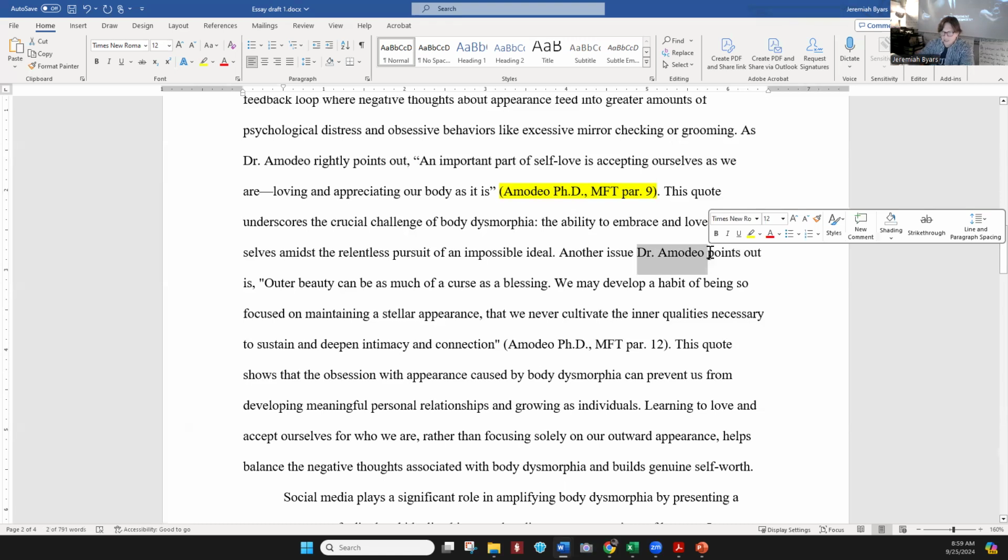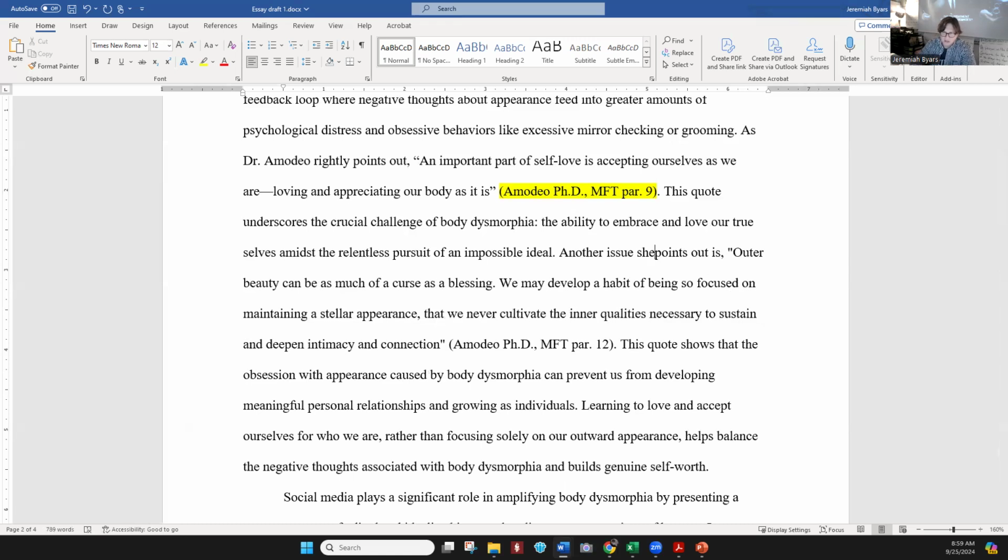Let's say we wrote, "Another issue she points out is..." If the writer, Bill Simmons, would have written "she," then we would need a parenthetical citation. But this parenthetical citation is really incorrect because we don't need PhD, we don't need MFT, and we don't need the paragraph number at all. So all of that's incorrect. All that's wrong. Then up here, we don't need this comma here.